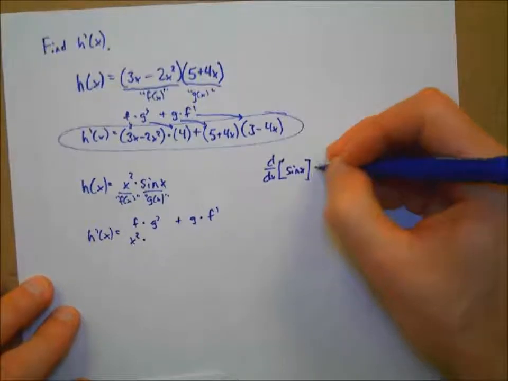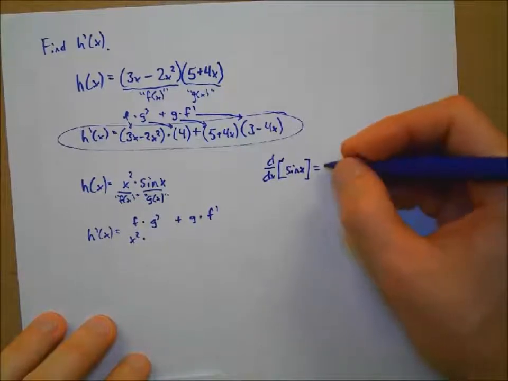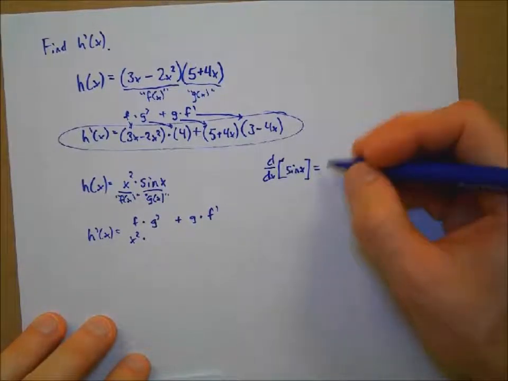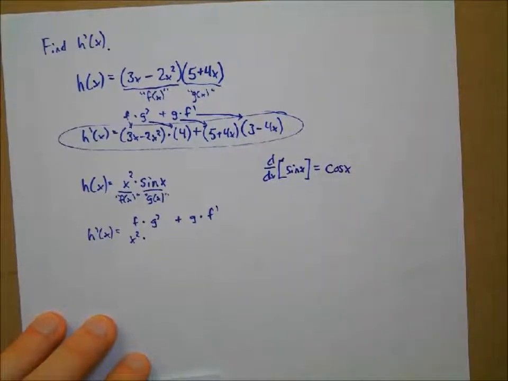okay, and there's a proof for this too. I'm not going to go through the proof with you. That's more than I want to worry about right now. And plus, I don't really remember it off the top of my head. The derivative of sine is, ready for this? Cosine. Crazy.